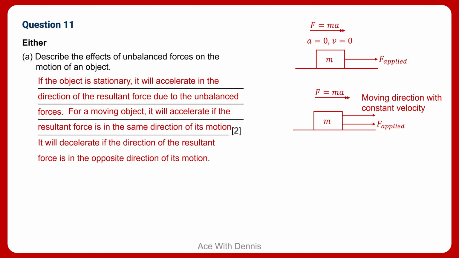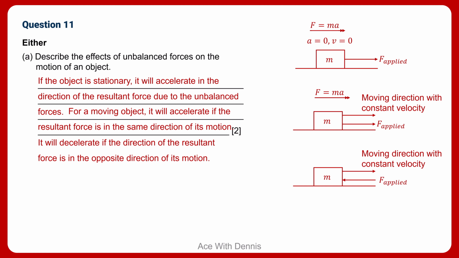And the third consideration you can think about is it will decelerate if the direction of the resultant force is in the opposite direction of its motion. So what it means here is, let's say this is the moving object and it moves in this direction with constant velocity. Now, the applied force is in the opposite direction of the moving object. So if the resultant force is pointing in this direction, F equals negative ma, then this object will decelerate.